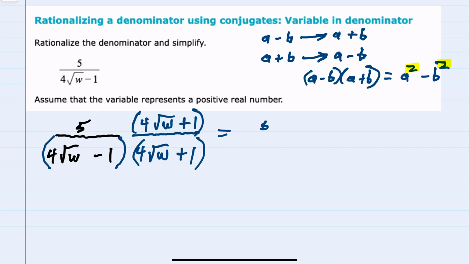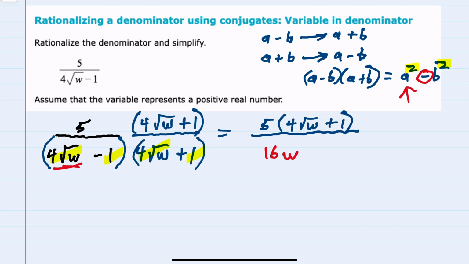For the top, I'll leave it as 5 times 4 square roots of w plus 1 for now, to see if anything cancels. And in the denominator, since we have the conjugate, I know that the result will be the first term squared, so 4 square roots of w squared. Squaring the 4 would give me 16. Squaring the square root of w gives me just w.